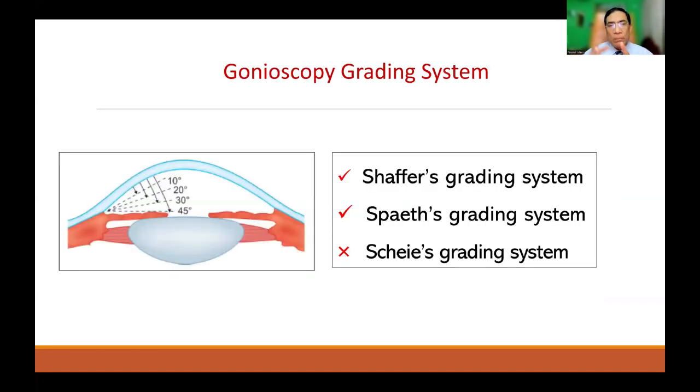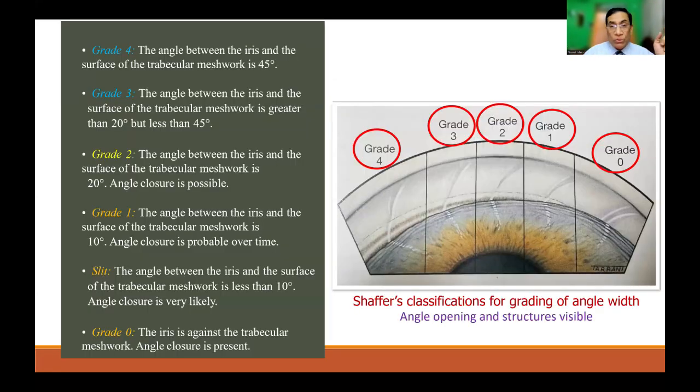Now I'll go to the very important part, the grading, because we always say grade 2, 3, 1, 0 like this. So 2, 3 was Scheie's gonioscopy grading. Then Shaffer's grading and Spaeth grading. Scheie's grading is not used nowadays, so I'll not talk about this. I'll talk about Shaffer's, which is mostly used, and Spaeth also.